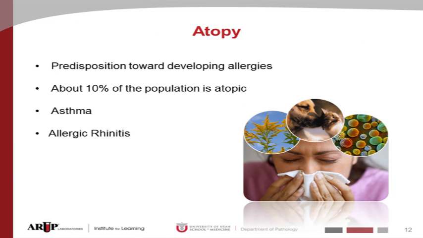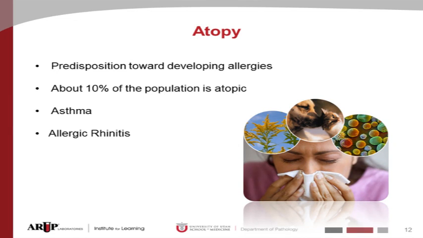Some of the clinical events that you would see in a type 1 hypersensitivity. Atopy is one that we hear about. Atopy is a predisposition towards developing allergies or type 1 hypersensitivities, such as hay fever, allergy to pollens, animals, dust mites, some types of asthma. About 10% of the population has atopy.